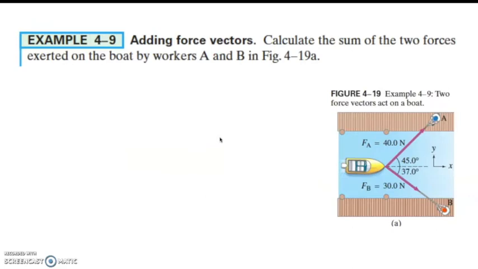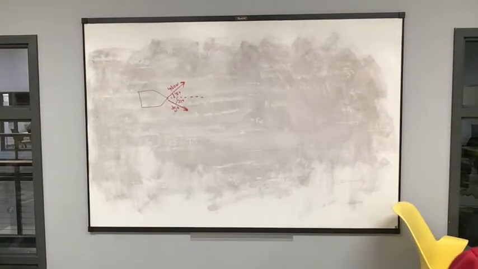We're going to do example 4.9 now, adding force vectors. Calculate the sum of the two forces exerted on the boat by workers A and B. Do it now. All right, we're just adding force vectors. We're going to calculate the sum of the two forces exerted on the boat by workers A and B.